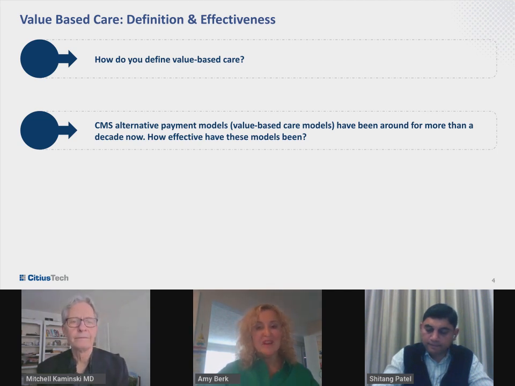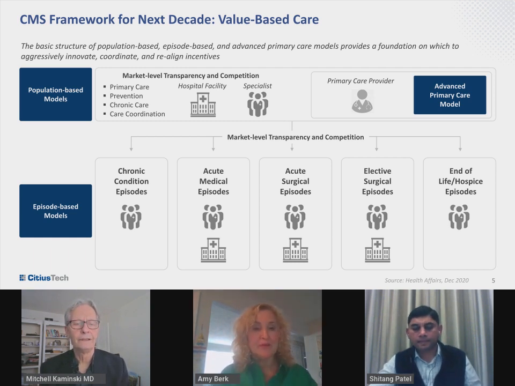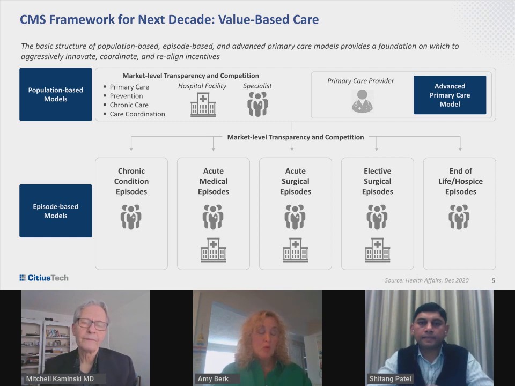Very interesting. So, Dr. Kaminsky, please then, present on the CMS framework for the next decade. I think it's very interesting, and I'll let you take this slide, as we think about where value-based care is going. Sure.